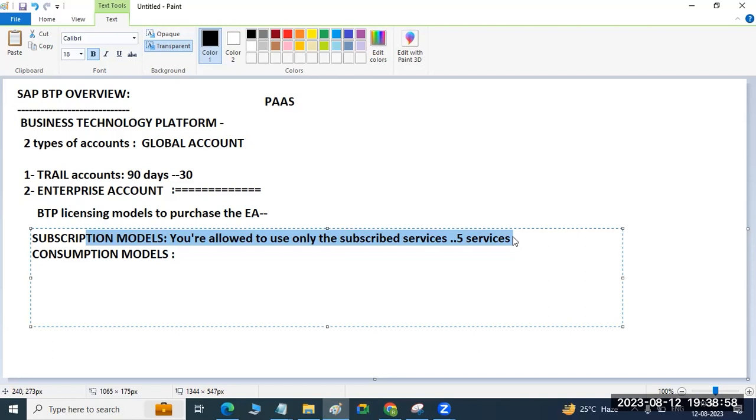Subscription based means you are allowed to use only the subscribed services. Suppose my business is a fixed business. I don't want to use all the other extra services, and I want to use only Fiori apps. In this case, you need not purchase everything. Just pay only for that one service. Whether you use that service or not, SAP doesn't bother. You have to pay for that amount only. That is the contract you have to sign when you are taking the enterprise account.